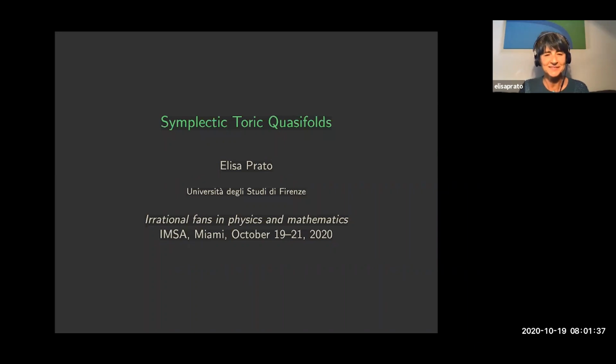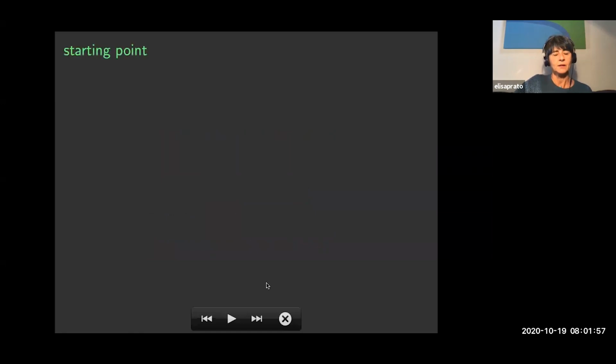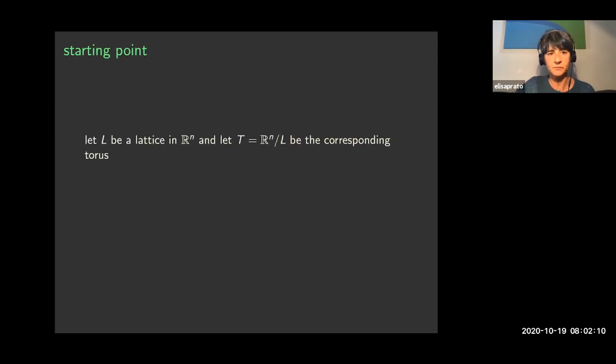Hello from Firenze. So I wanted to give today a survey on this topic, symplectic toric quasifolds, without going into too much technical details, but going over some examples. The starting point: I'm a symplectic geometer, and my initial motivation for studying this topic came from symplectic geometry. So I just want to give a little bit of the background, the basic things that are needed.